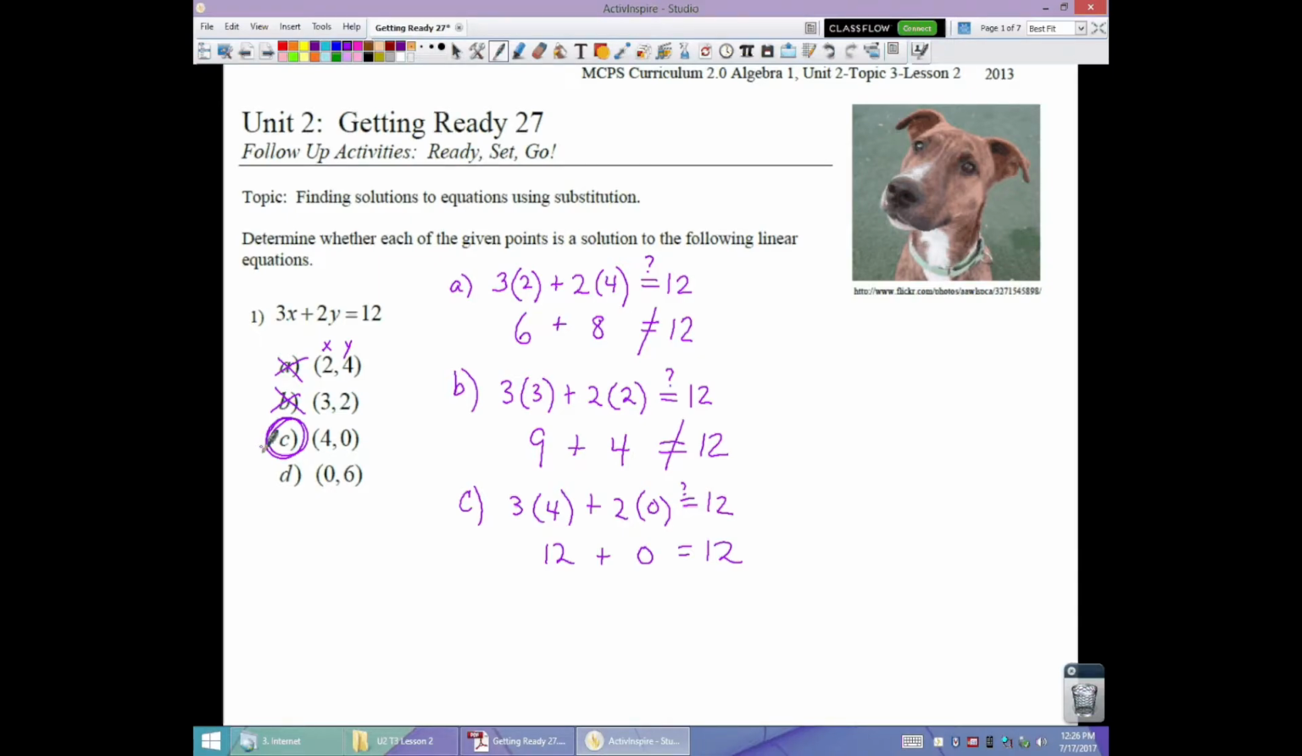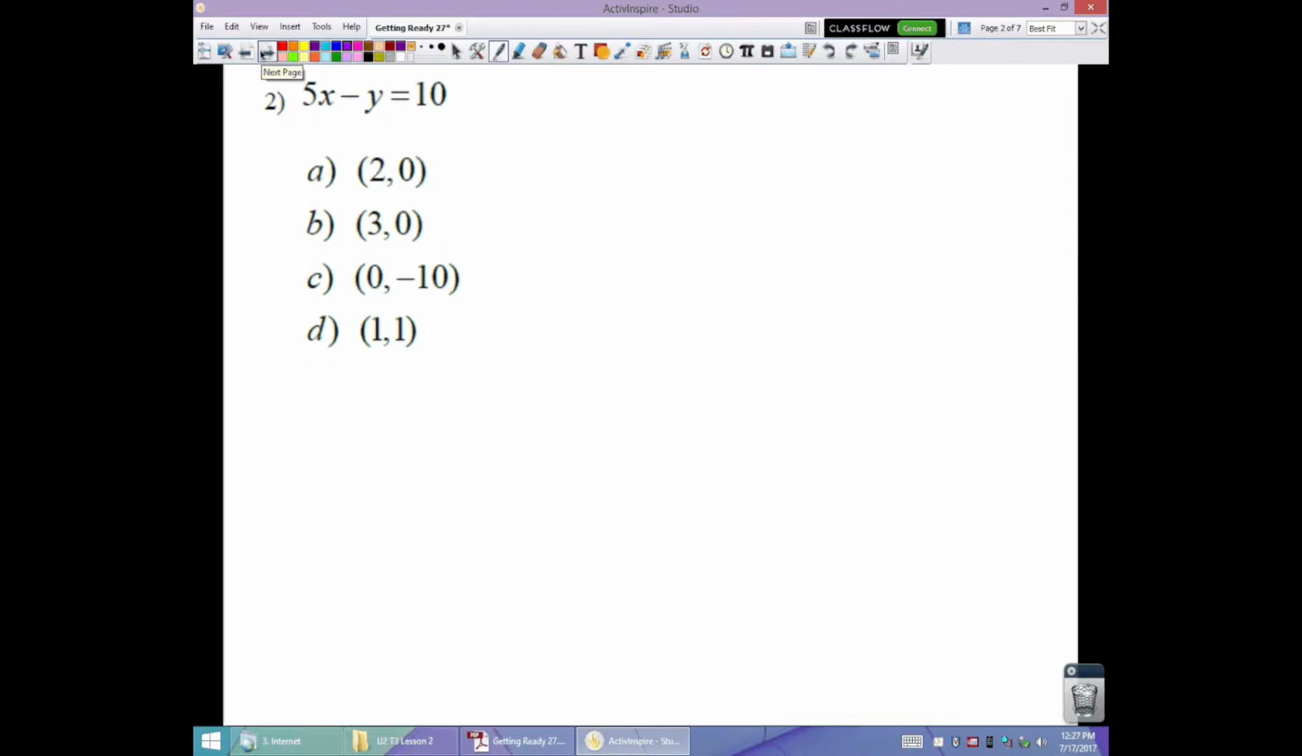And lastly, part D, if we substitute 0 for x and 6 for y, does that equal 12? 3 times 0, 0. 2 times 6, 12. So we're saying that 0 plus 12 is 12, and that is a true statement. So we have two solutions in number 1, C and D. In number 2, same process. X, y, substituting into our equation, 5x minus y equals 10.